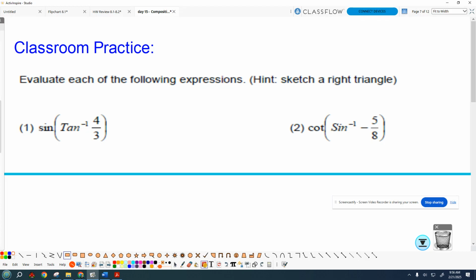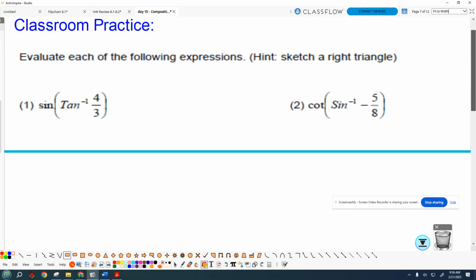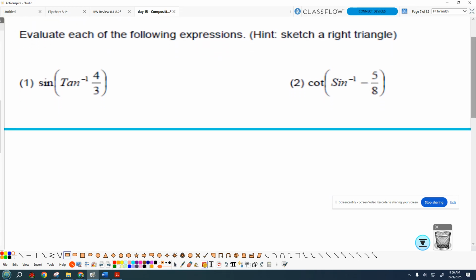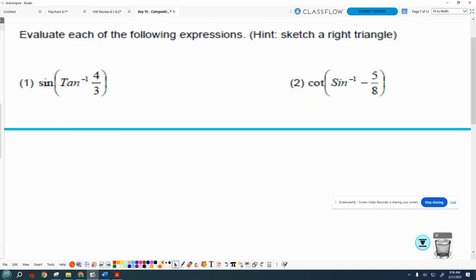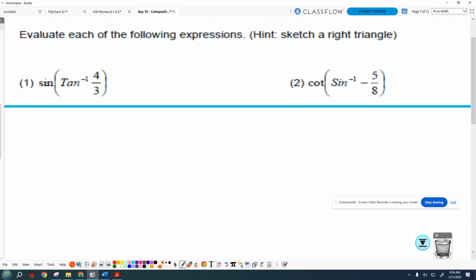Okay, if you guys don't have a notebook out, get a notebook out. Zach, where's your notebook? That little scrap of paper's it? Yeah. Spectacular.